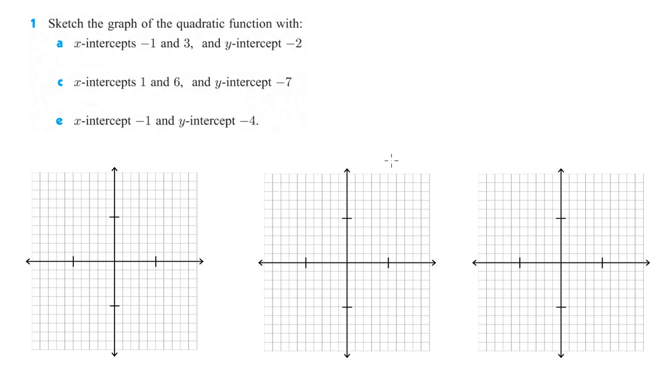I'm going to take you through some of the problems on the 6E assignment. Okay, first one we're going to take a look at here is number 1. Sketch a graph with a quadratic function with x-intercepts that are -1 and 3 and y-intercept of -2. So we'll simply graph those. X-intercepts -1 and +3. And then the y-intercept is at -2. And then we're going to sketch that graph.